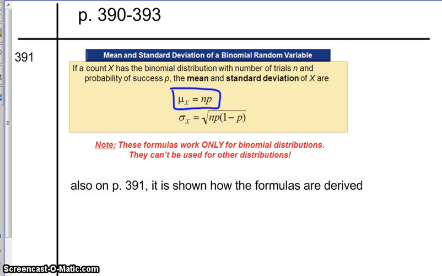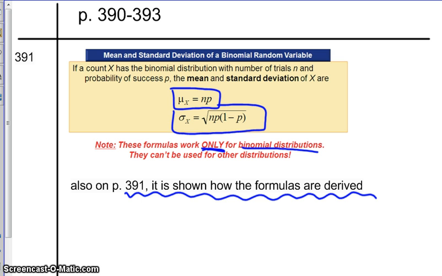Your standard deviation is simply the square root of n times p times 1 minus p, or my mean times the probability of failure. Now, key thing, only for binomial. And so if I'm going to use these, I have to first verify that I do have a binomial distribution. Now, if you really are concerned about where they come from, in the book they do show how these formulas are derived. Again, these are going to be in your formula packet for the AP test, so you'll see those used quite often.